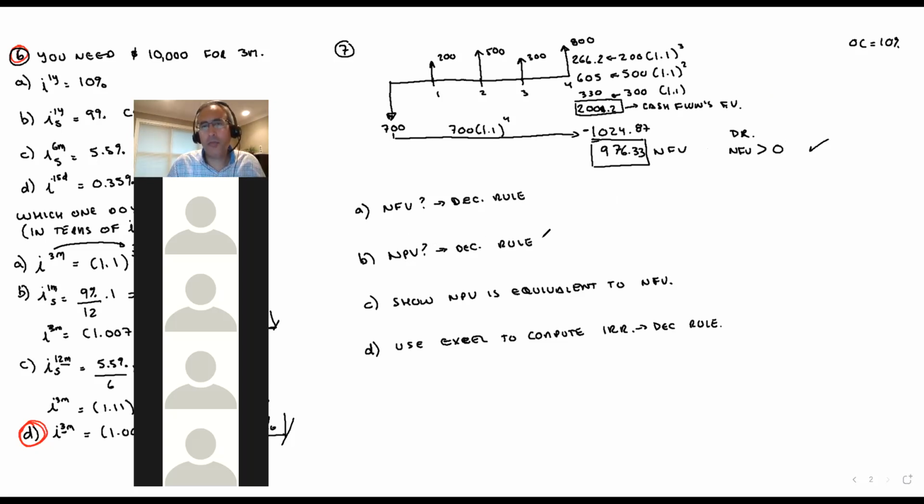In terms of net present value, I will first compute the net present value. The net present value is going to be minus 700. So what I do is the reverse. I need to discount each of the cash flows. So 200 is going to be discounted by 1.1. 500 is going to be discounted 2 periods. 300 is going to be discounted 3 periods. And 800 is going to be discounted 4 periods.